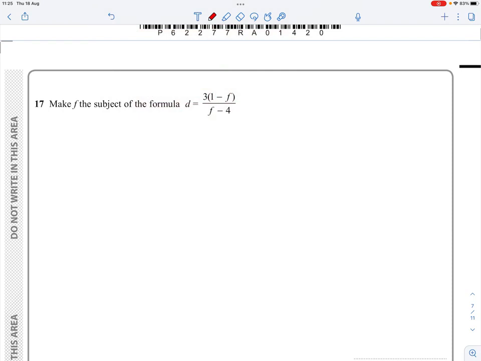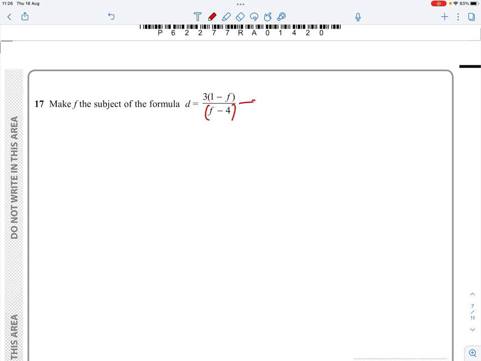We are asked to make f the subject of the formula. First of all, if you have a fraction on one side, you would like to get rid of the denominator. They haven't put a bracket, but I would put a bracket around the denominator so that I know I have to send everything on the denominator to the other side.